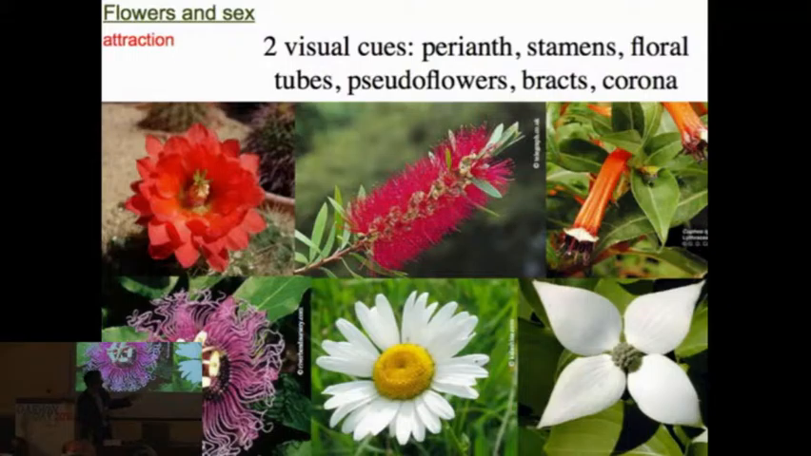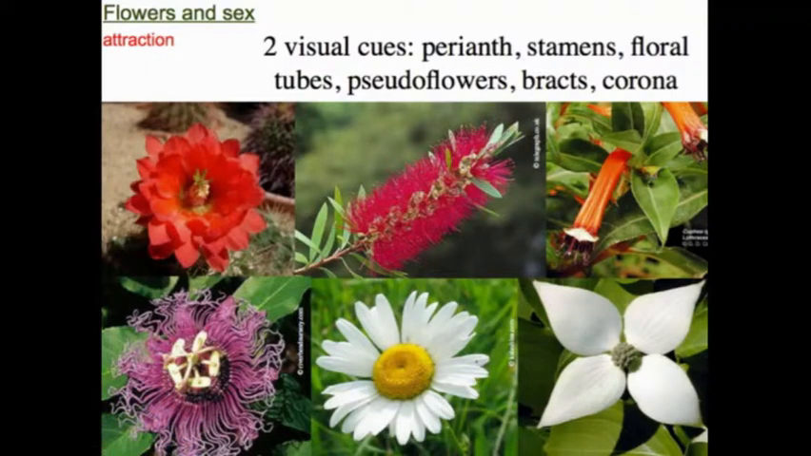There's another way as well where bracts, or sort of upper leaves, become involved in the inflorescence. You have the central flowers here, and these upper leaves are the attractive organs. So that is what we find in Cornus.